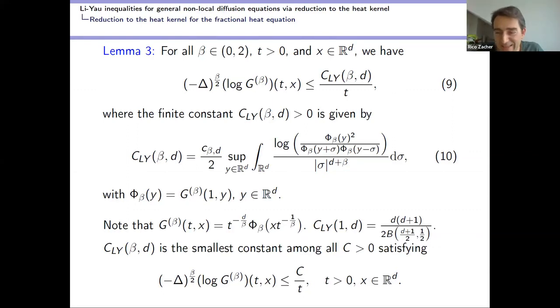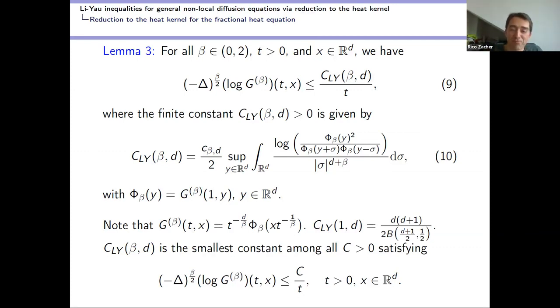Vasily. Yes, Rico, so very nice talk, of course, thank you. A very natural question, of course, arises. You make fractional special. What about fractional temporal derivative? Okay, that's a different story.